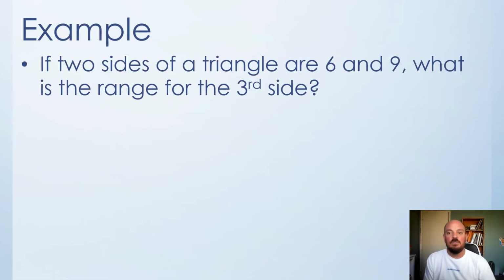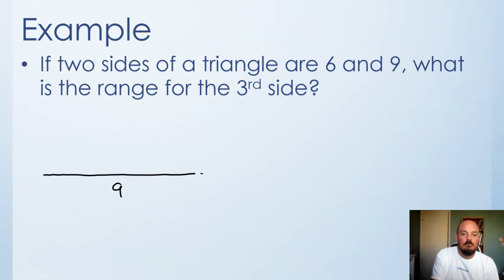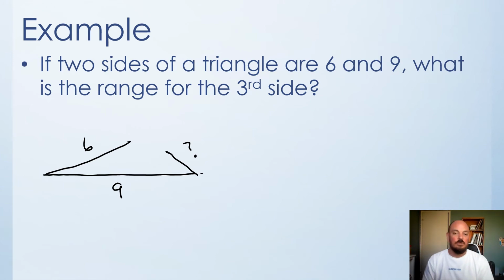So let me give you a similar example to the one we just did. So 2 sides of a triangle are 6 and 9. What is the range for the third side? So let's think about this. The one thing I know is my two sides are 6 and 9, and the 9 is bigger than 6. So there's two possible things that can happen here. We can have the 9 as the biggest side, the 6 as one of the shorter sides, and then a question mark as the other shorter side.